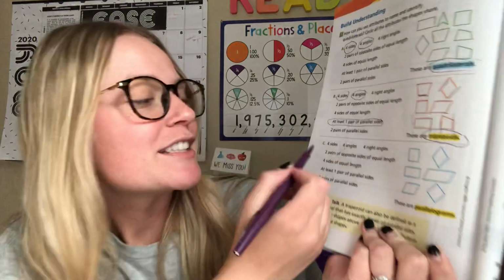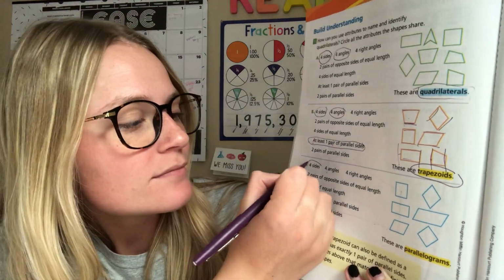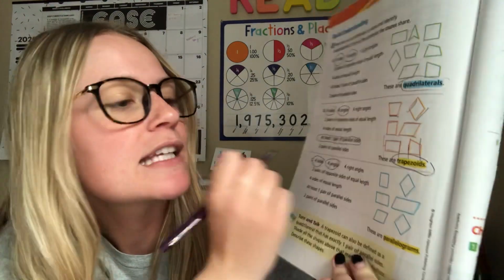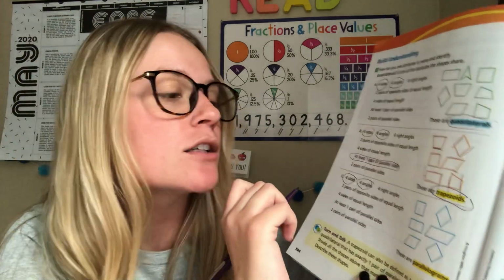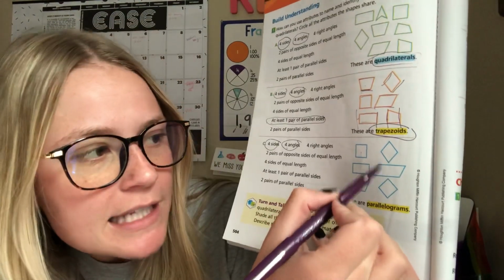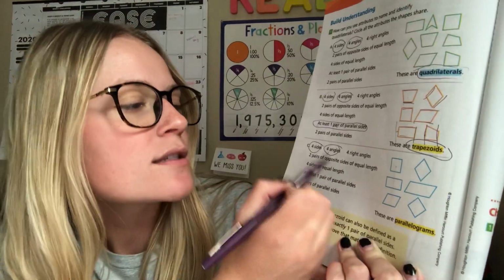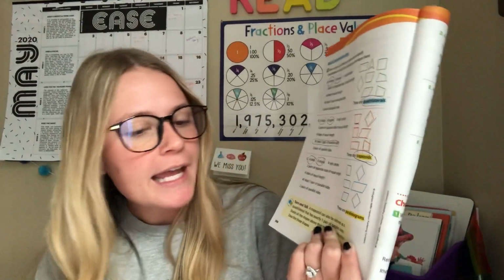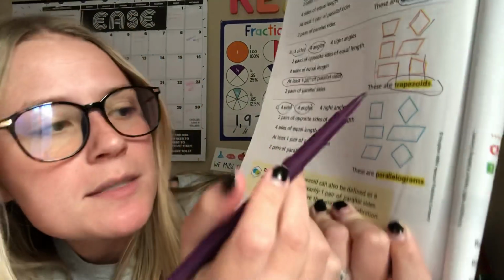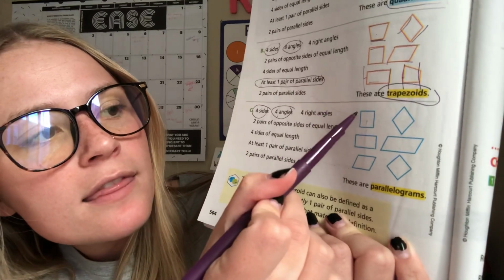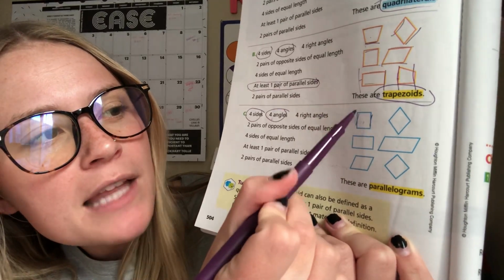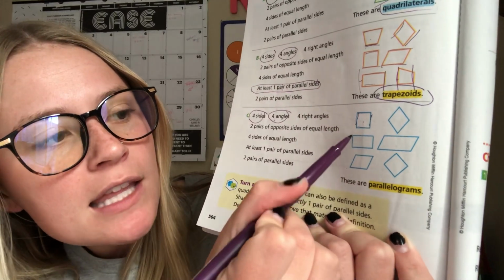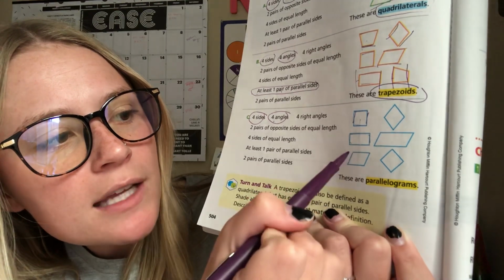Okay, so the 4 sides, yes. 4 angles, yes. 4 right angles, nope. This one's slanted, so nope. 2 pairs of opposite sides of equal length. So 2 pairs, meaning these 2 are the same length and those ones are the same length. These 2 same length, these 2 same length. These same.